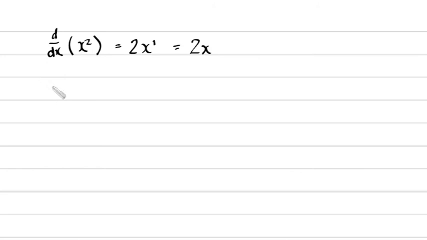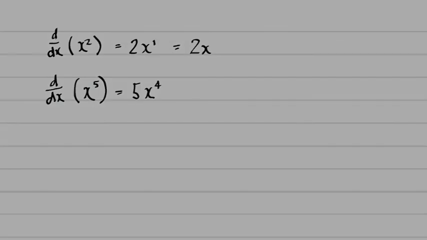In the second example, we'll look at the derivative of x to the 5th. Again, following the rule we've just derived, we put the 5 out the front of the x, reduce the exponent by 1, and our result is 5x to the 4th. So derivative of x to the 5th, 5x to the power 4.